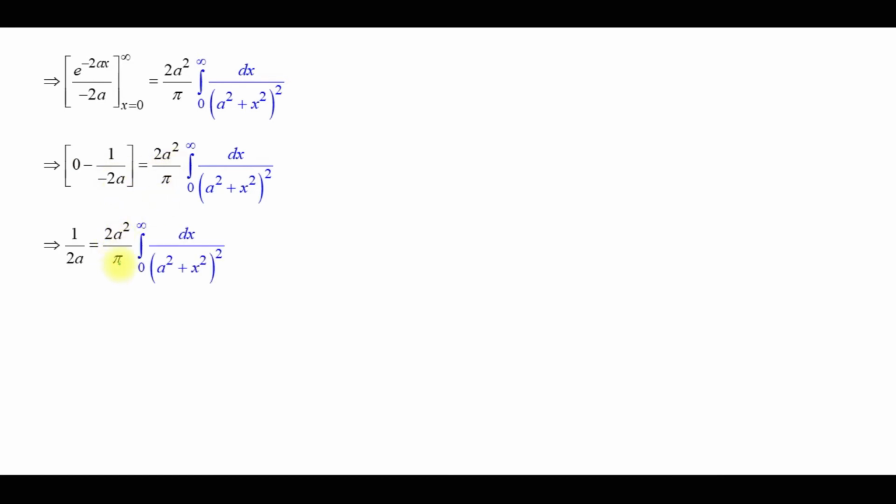Now bring this term into this side. So reciprocally, 2a, pi into 1 is pi, 2a square into 2a, 2 into 2 is 4, a into a square equal to a cube. So pi divided by 4a cube equal to integral 0 to infinity dx divided by a square plus x square the whole square. So this is the second deduction.